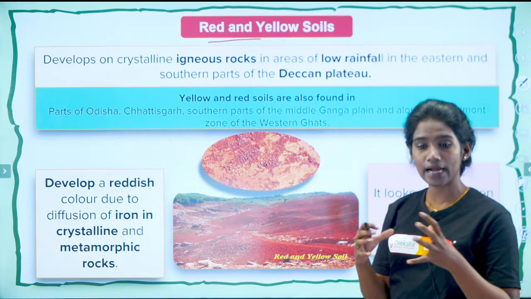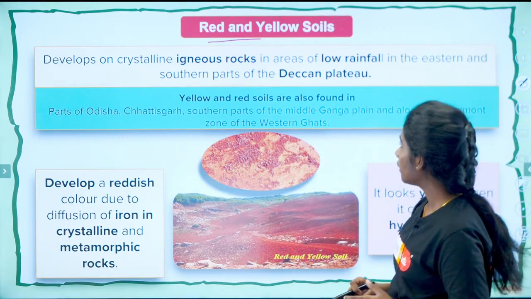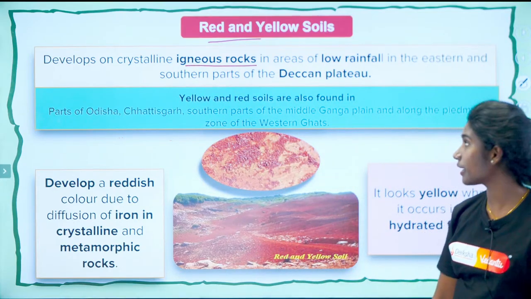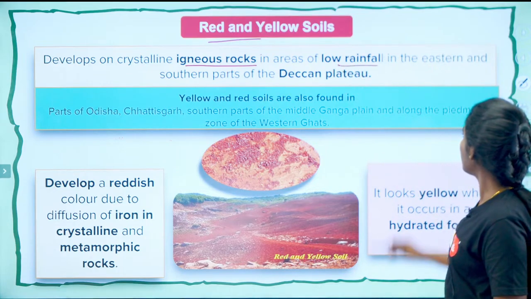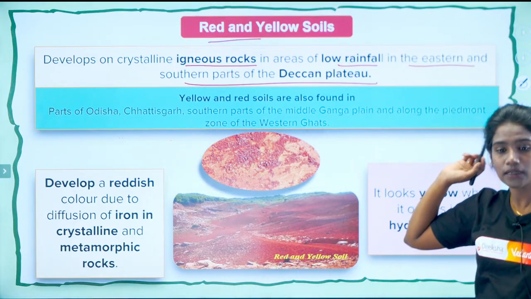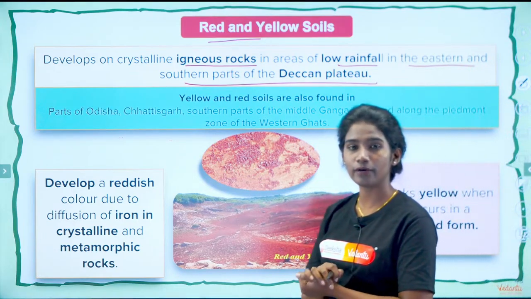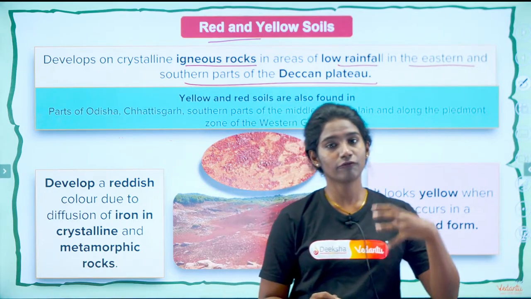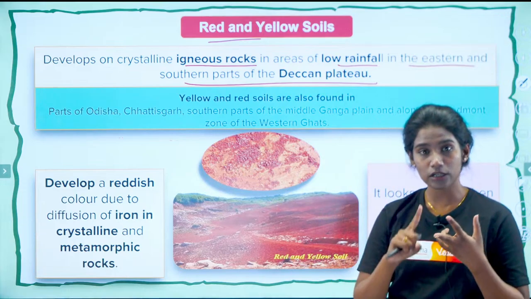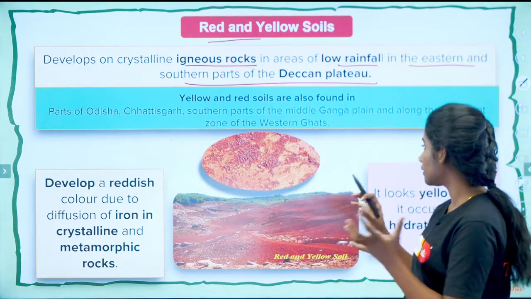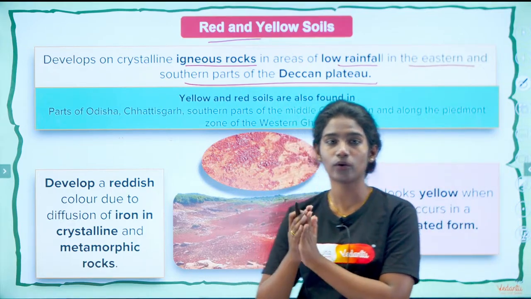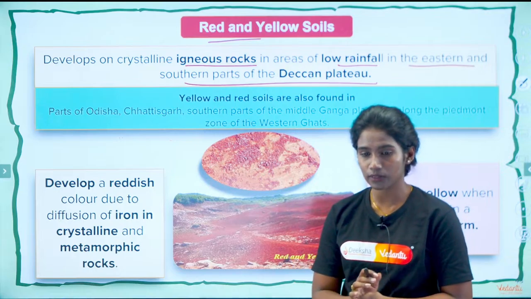Again, this red and yellow soil is obtained from igneous rock, in the low rainfall areas of the eastern and southern part of the Deccan Plateau. When we are studying about soil, the first thing you will have to mention is from where the soil is obtained, the location of that soil, what is the composition of the soil, and what that soil supports, like which type of plant or crop can be grown in that particular soil. That is very important.